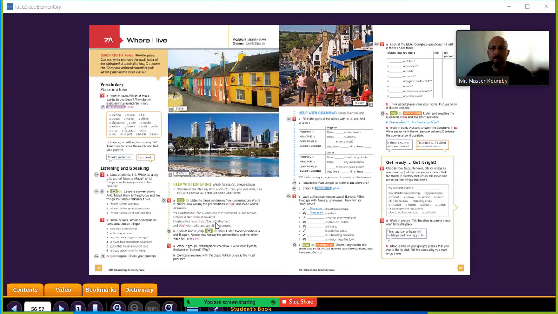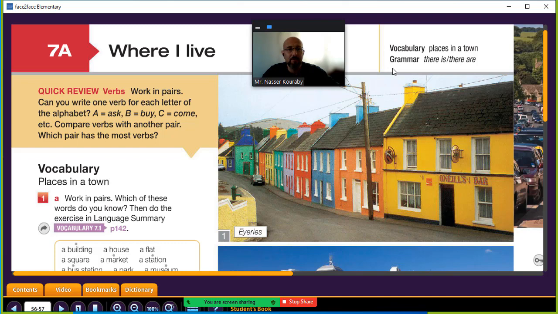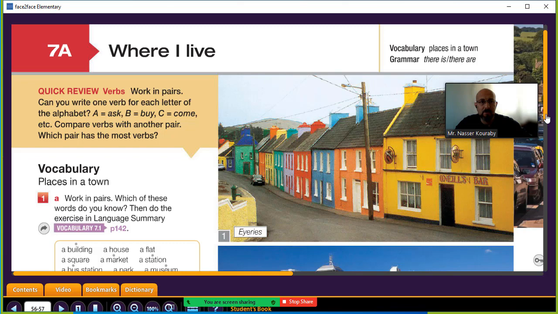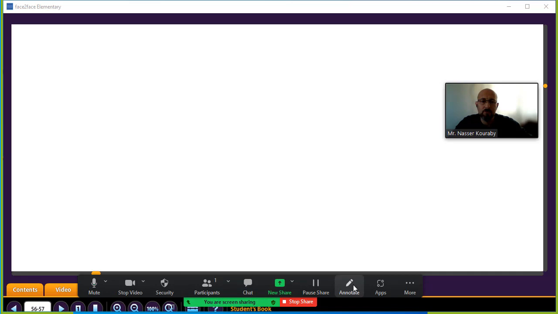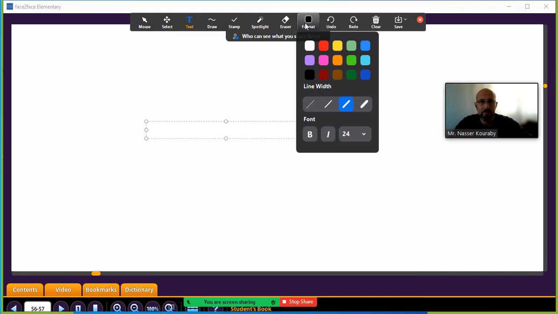In this lesson 7A, we'll study where I live. Here, we will study vocabulary, places in a town, and grammar, there is and there are. Before I start the lesson, I want you to take a piece of paper, guys. And we'll write here, let me just write it.